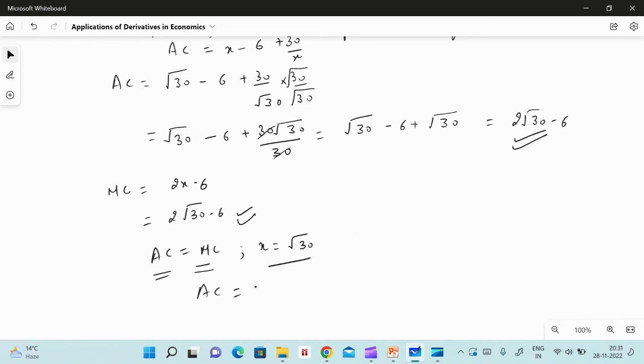So we can write here that AC is equal to MC at the minimum point of the AC curve, right? And what is that value? That is root 30. Clear? I hope the concept is clear to you.